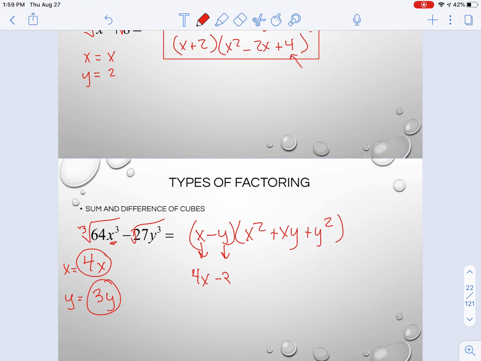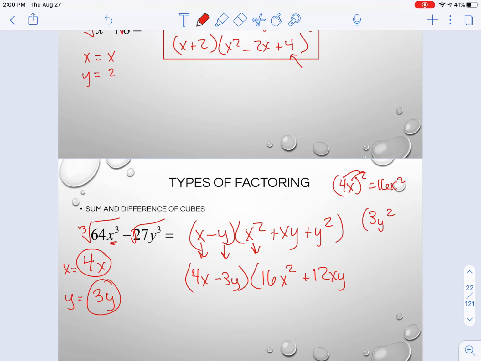Y translates to 3y. Now we have to be cautious here because when I do my x squared, I have to do 4x quantity squared, which translates to 16x squared. Don't just write 4x squared because it's 4x quantity squared. x times y, so that's 4x times 3y, which is 12xy, and then y squared, same thing. Don't write 3y squared like that. It's the quantity 3y squared, which gives us 9y squared.